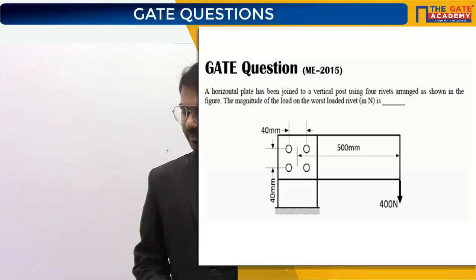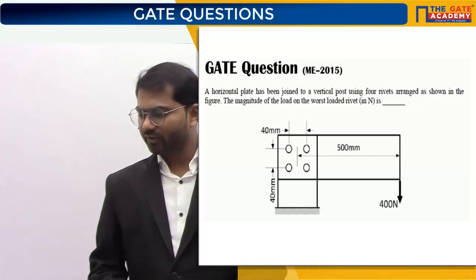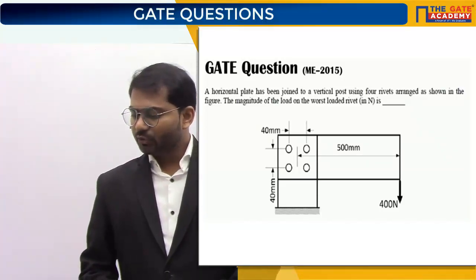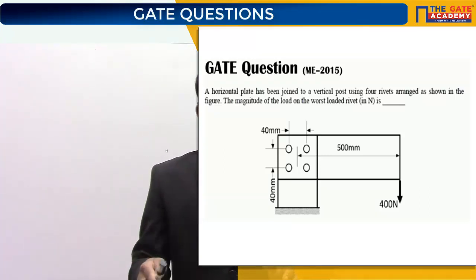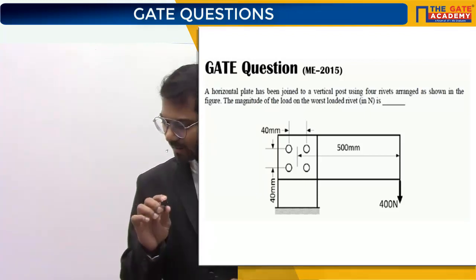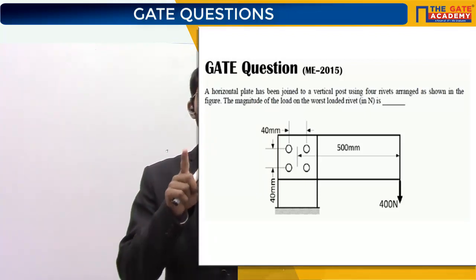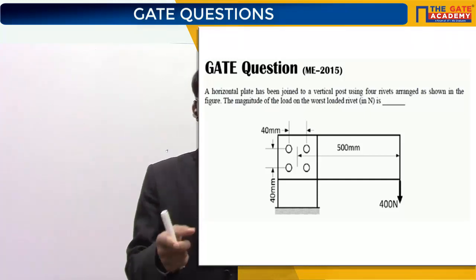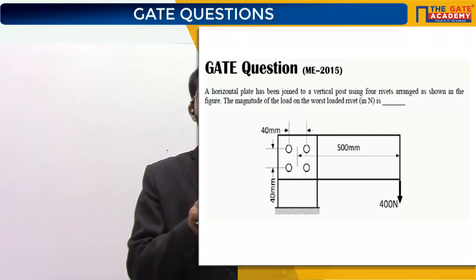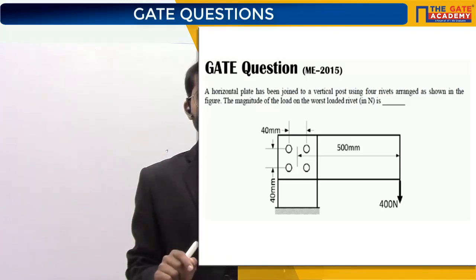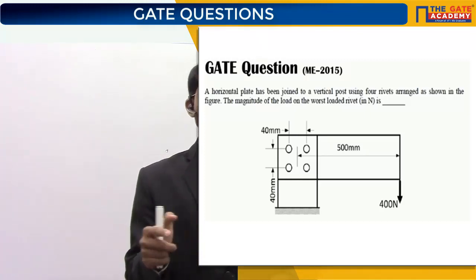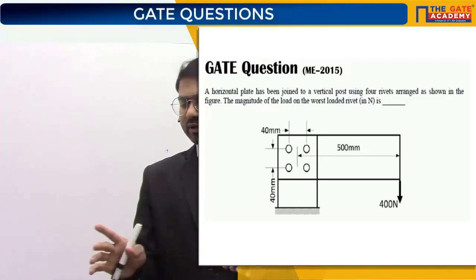Now take this. A horizontal plate has been joined to a vertical post using 4 rivets arranged as shown in the figure. The magnitude of the load on the worst loaded rivet in Newton is. So here they are asking for the magnitude of the net load on the worst loaded rivet. So we have two challenges here. First of all, we should identify which rivet is the worst loaded rivet. Just by looking at the diagram, we can't do the guessing game.